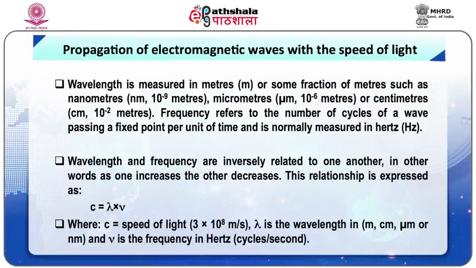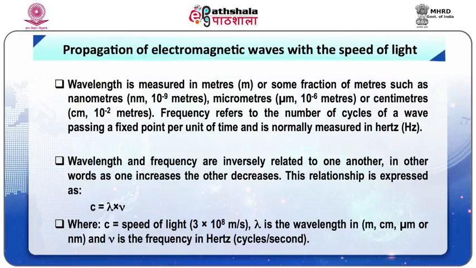Wavelength is measured in meters or some fraction of meters such as nanometers, that is 10 to the power minus 9 meters, micrometers, which is again 10 to the power minus 6 meters, centimeters, that is 10 to the power minus 2 meters. Frequency refers to the number of cycles of waves passing at a fixed point per unit time and is normally measured in hertz.